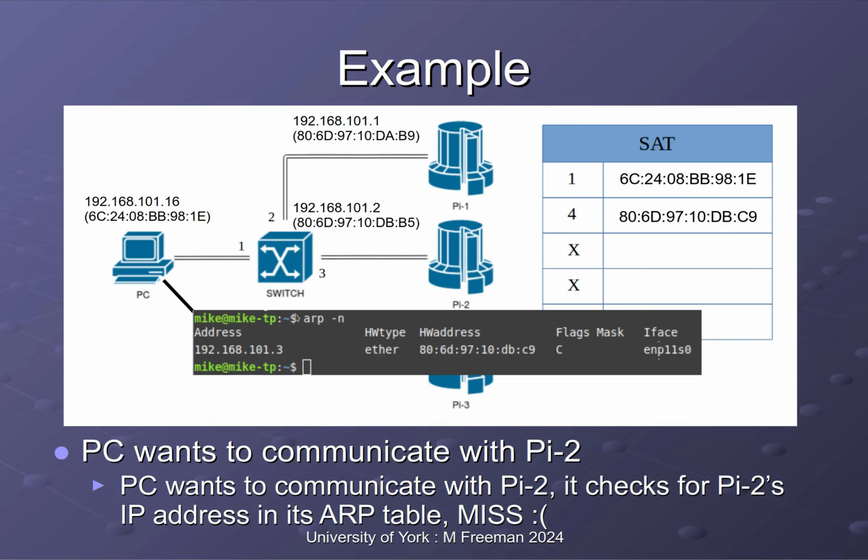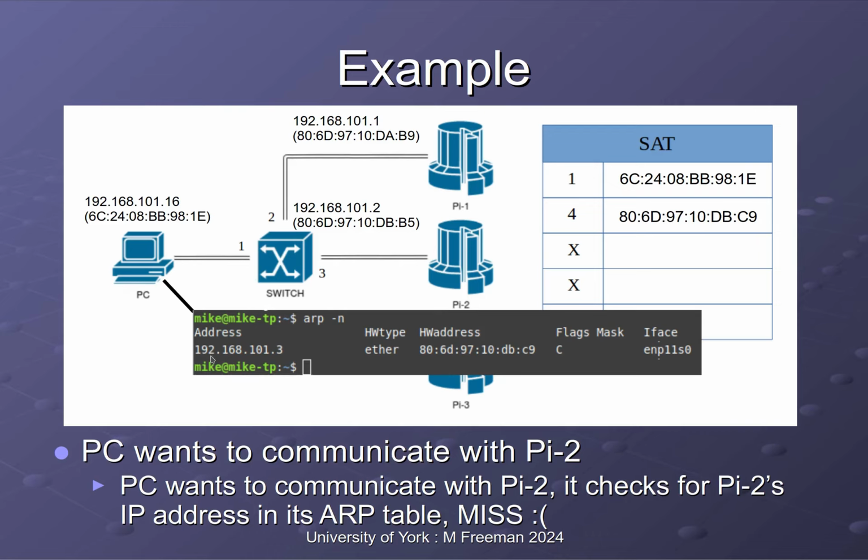So by running the command arp -n, we can see what previous communications have occurred on our PC, because there's an entry mapping the IP address of Pi 3 to its MAC address. And it will have discovered that through the ARP protocol. So to see that in action, we can consider the scenario, okay, what will happen if the PC now wants to communicate with Pi 2? So again, the first thing it will do is it'll look at its ARP table.